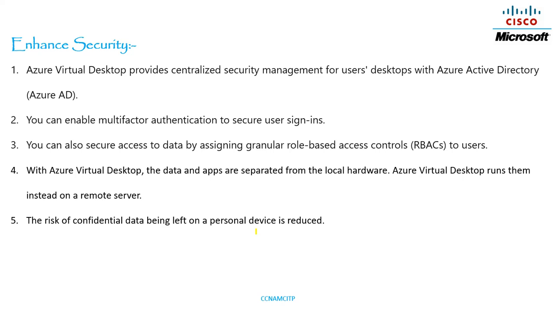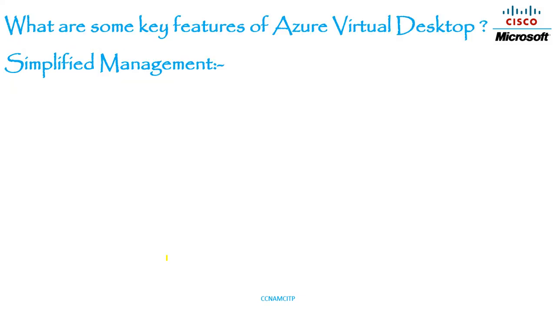Let's move to the next one. The sixth point in enhanced security is that user sessions are isolated in both single and multi-session environments. These are always isolated, so security will be there. No need to worry about security, and that is the reason why we are calling it enhanced security. And the next one is, let's see what some key features of Azure Virtual Desktop are.